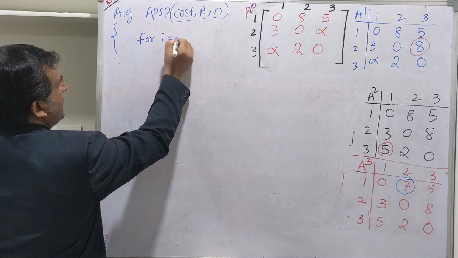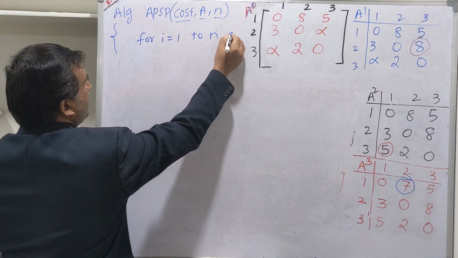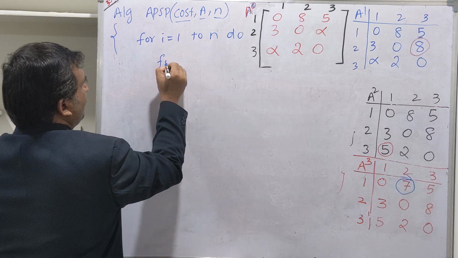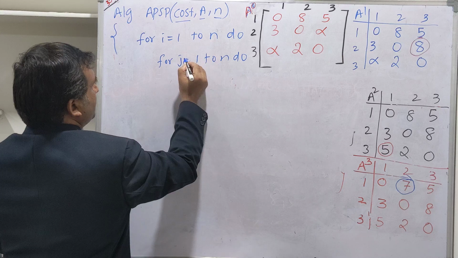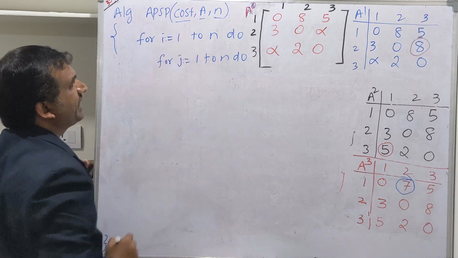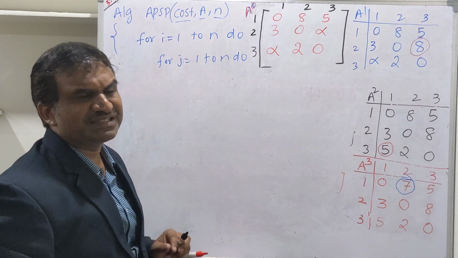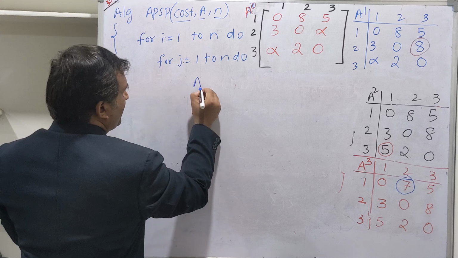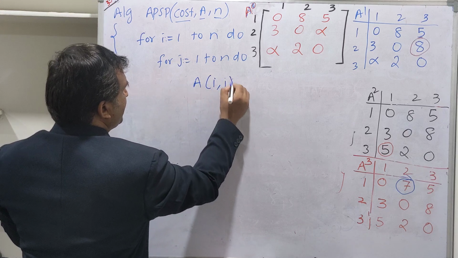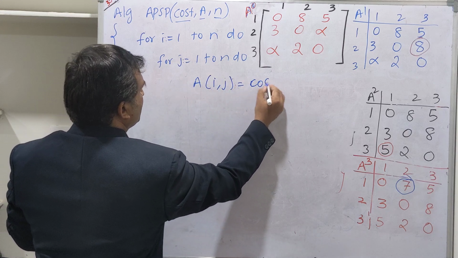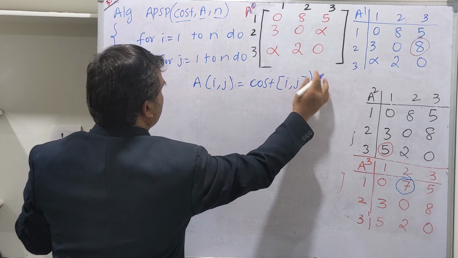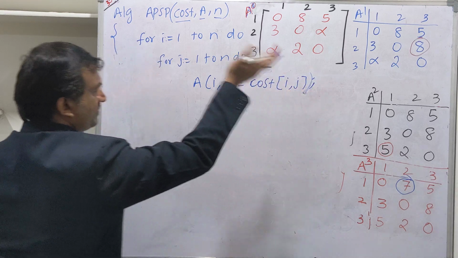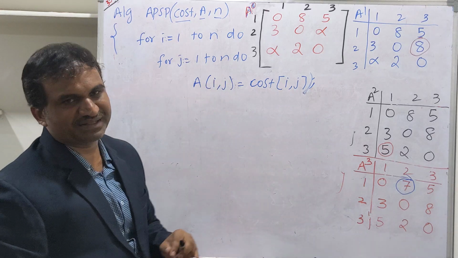Very simple. For i is equal to 1 to n do, for j is equal to 1 to n do. We are writing in algorithm notation, so let us write in a simple way. And we are copying what? A of i comma j is equal to cost of i comma j. That means we have copied the adjacency matrix to the A matrix.